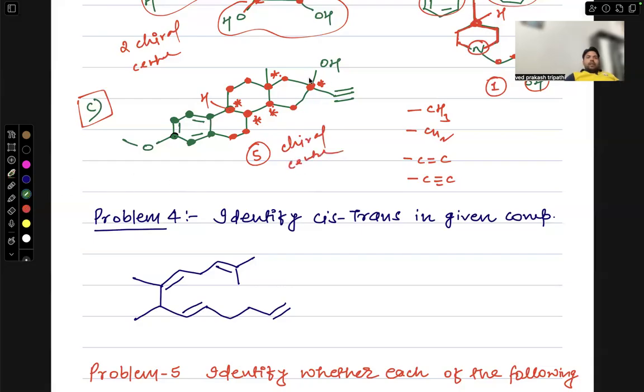If you have a doubt on any of the centers, I'm going to mark 1, 2, 3, 4, 5. If you have a doubt on any position, just let me know. You have 10 seconds. If you have a doubt on any of the carbons which is chiral here, let me know and I'm going to explain. If it's fine, then perfect. All done?